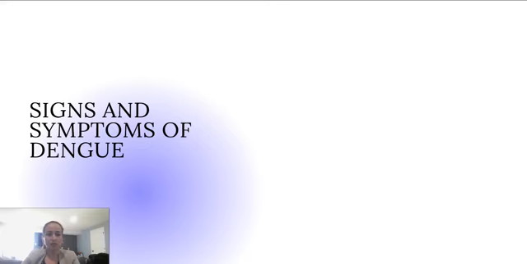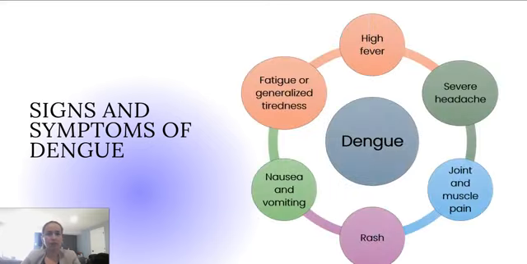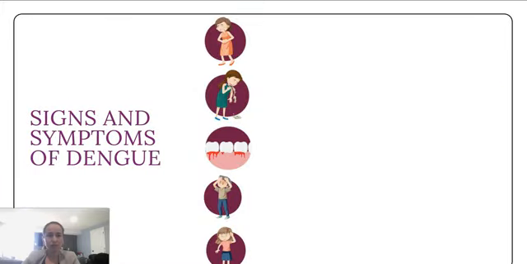Signs and symptoms of dengue. It is characterized by high fever, severe headaches, joint and muscle pain, and rash. It is not transmitted from person to person and it is common in tropical and subtropical areas.